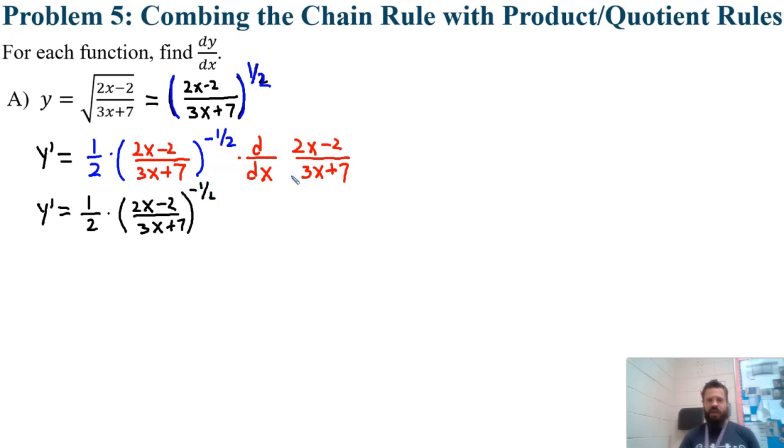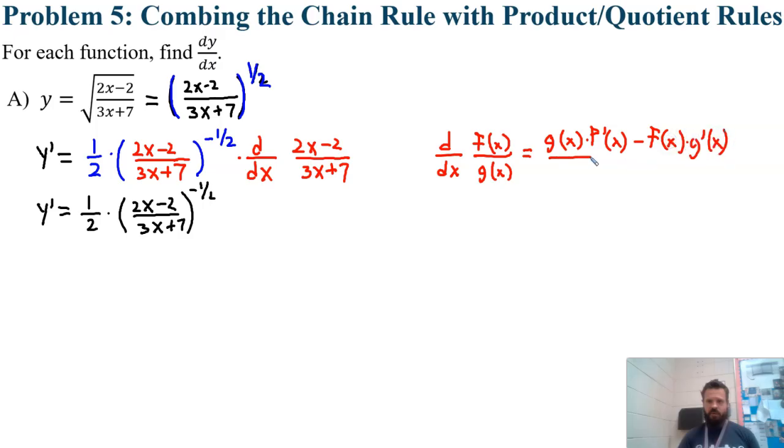And now I'm just going to focus on finding the derivative of this quotient. Okay, once again, that's just utilizing my quotient rule. So d over dx of f of x divided by g of x, remember, is equal to g of x times f prime of x minus f of x times g prime of x, all divided by g of x squared. Okay, so really at this point, I'm just doing a type of question that we would have had on our last unit test. Okay, so let's go ahead and do that.